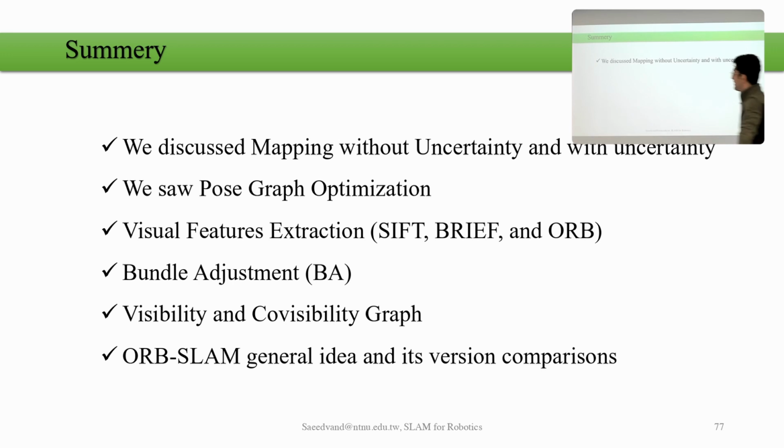And what we discussed today: we discussed mapping without uncertainty first, then with uncertainty. We understood the main concept. We introduced pose-graph optimization. We talked about feature extraction techniques like SIFT, BRIEF, and ORB. Then we talked about the bundle adjustment technique and what it is, and we said that the whole ORB-SLAM technique wants to solve this. We talked about the visibility and covisibility graph general concept, and the general construction of how ORB-SLAM is working. Of course, if you want to go into detail, you need to study more, and that's it for the visual part of SLAM for today.